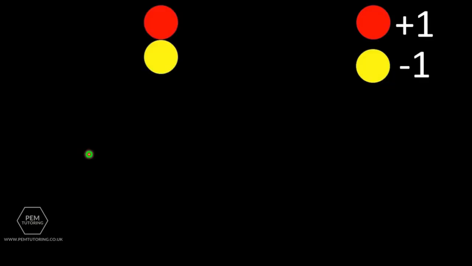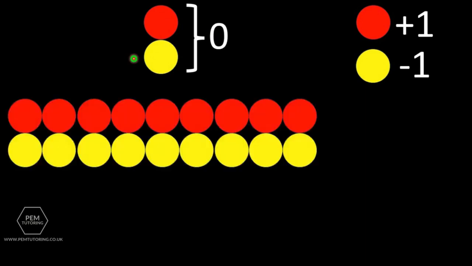Let's say we have a red counter which represents +1. So we have one red counter which represents a positive 1, and a yellow counter that represents a negative 1. So if we combine these two counters together, we would get 0 because we have a +1 here and a -1. So +1 take away 1 would give us 0. So whenever we see pairs of red and yellow counters together, that represents a 0. So this whole thing here represents 0.